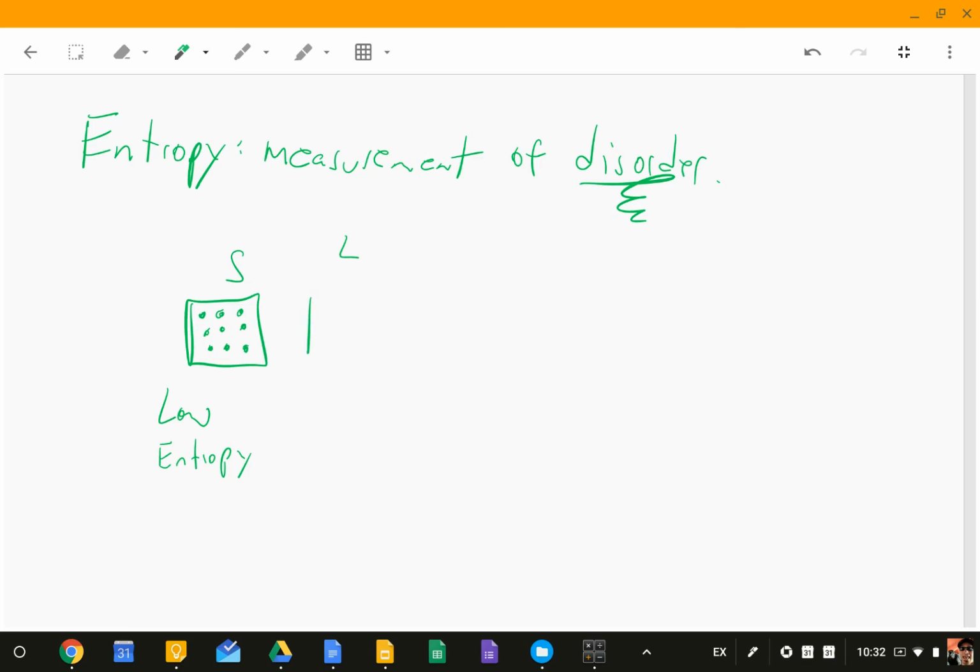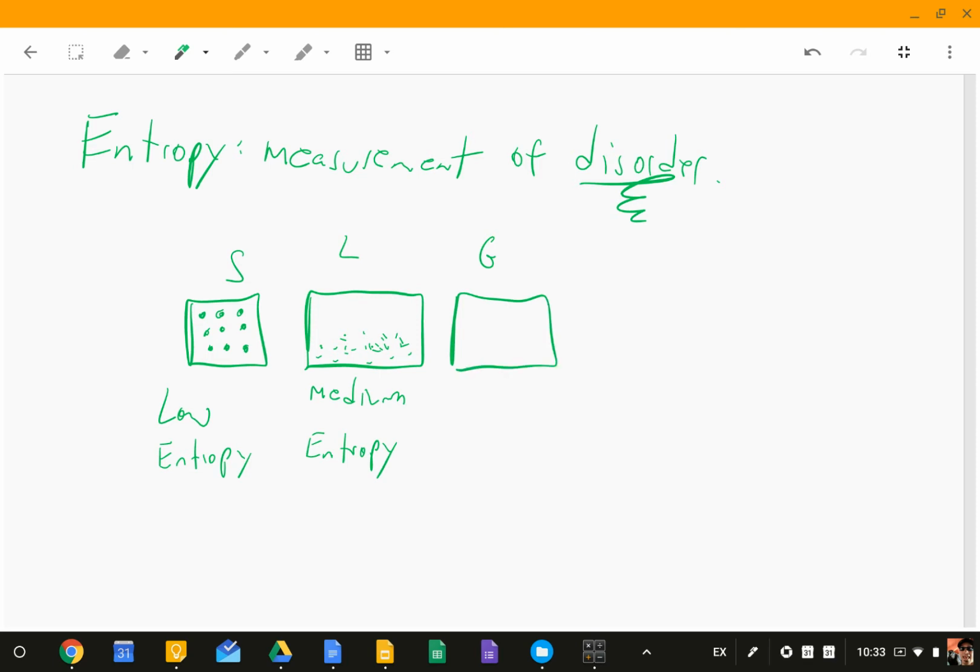Let's think about a liquid. If you have a container of a liquid, the particles are kind of stuck together, but not organized. So liquids have, let's say, medium entropy. Now you could probably guess gases. Let's say we have a box with a gas. The particles are totally separated. They're random, there's no arrangement at all. They're all over the place. So gases have high entropy because they're very disorderly.